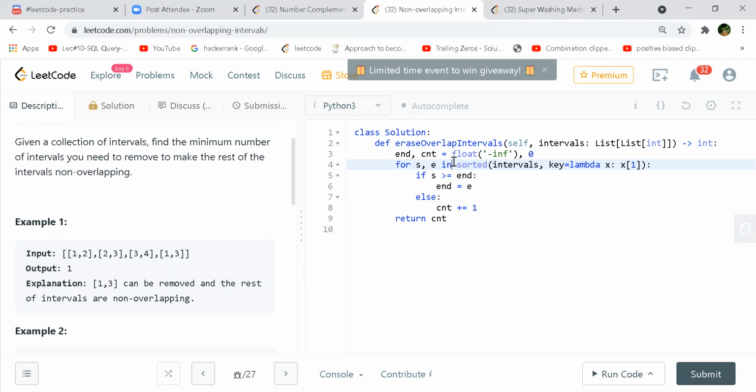Okay, cool. This is like what we just discussed. I'm taking the intervals and sorting on end value, and if you find the start is greater than the end, then your current end will be this. So you're moving your end ahead. Otherwise, if the start is less than the end, then you just increase your count.